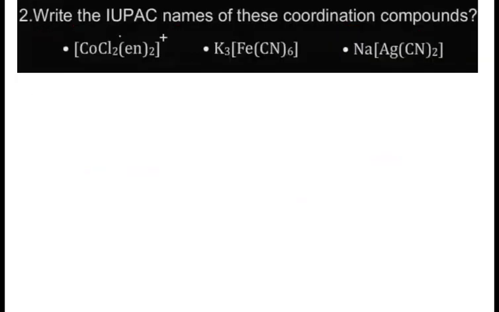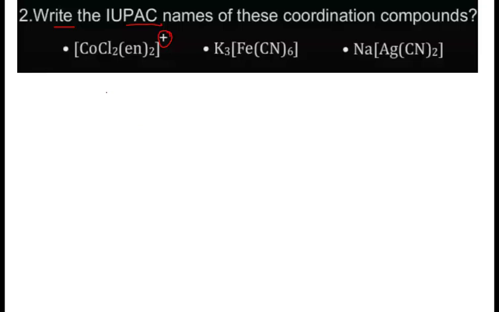The next example is to write the IUPAC names of these coordination compounds. In the previous case we wrote the formula. Now we will write the names or IUPAC names of coordination compounds. Starting with the first one, in this case we have got the cation, an ion. The counter ion is not there. So a cation is there.